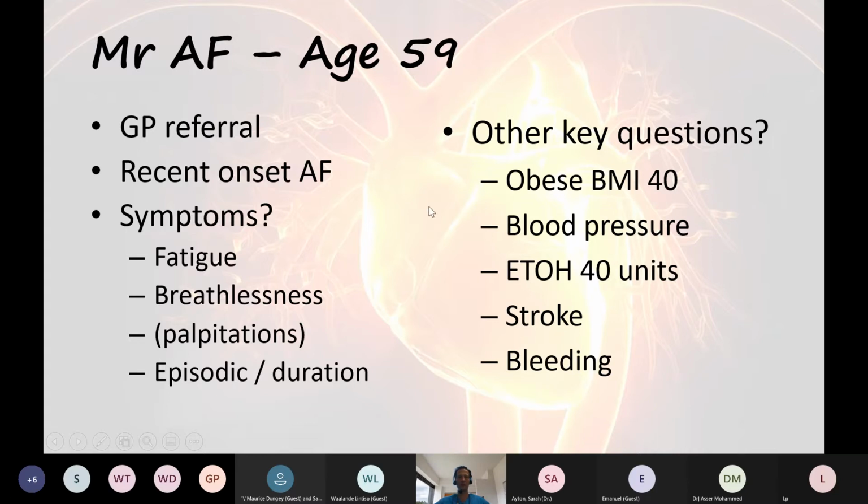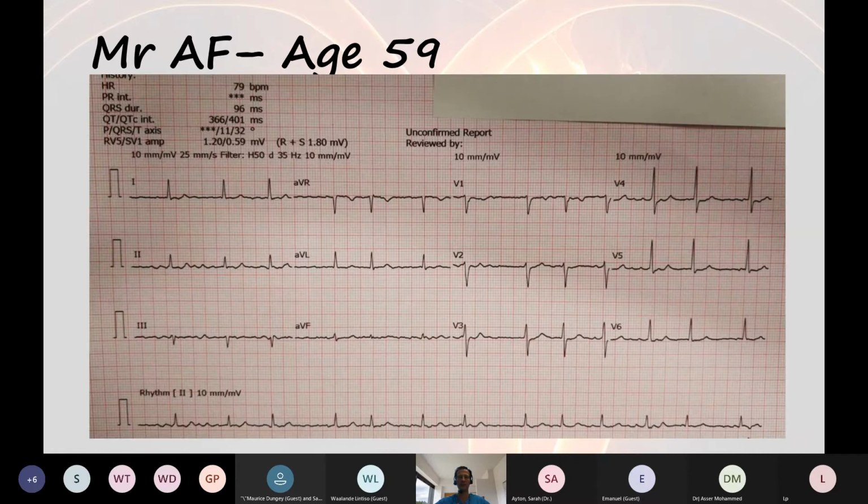So we certainly want to know about concurrent medications. We want to know, is he anticoagulated? Is his blood pressure well controlled with multiple blood pressure agents? We could certainly go through that, but for the sake of argument in this case, there isn't anything particularly crucial. So this is the patient's ECG.